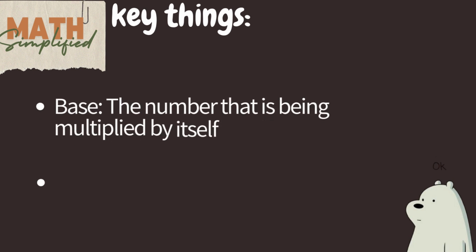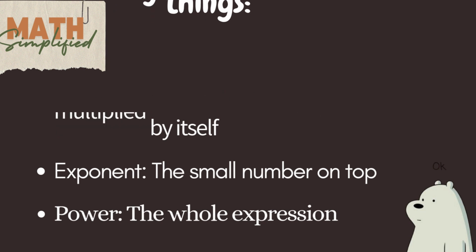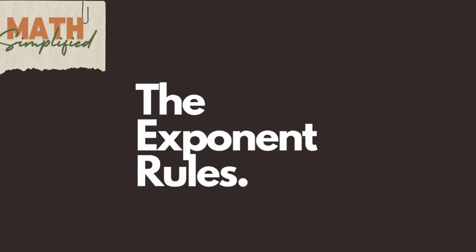Some key things to remember: the base is the number that is being multiplied by itself. The exponent is a small number that tells you how many times you multiply the base. And the power is the whole expression. Now let's talk about some exponent rules you need to know.